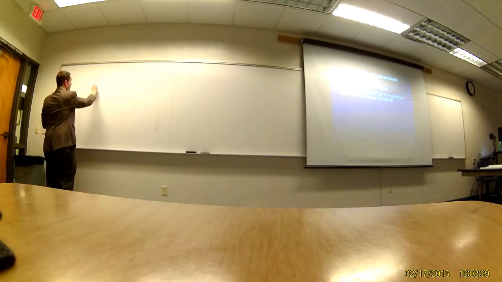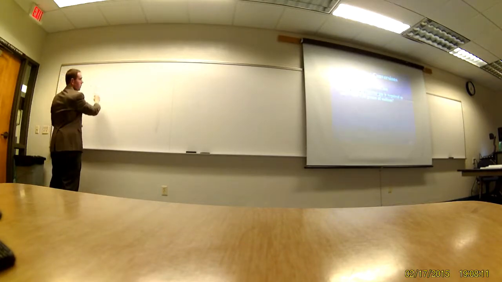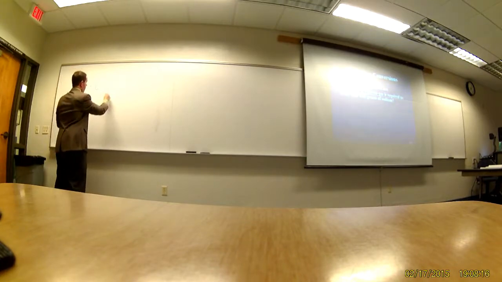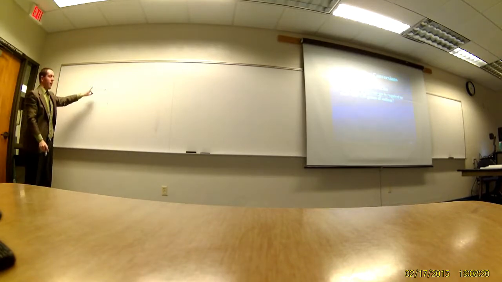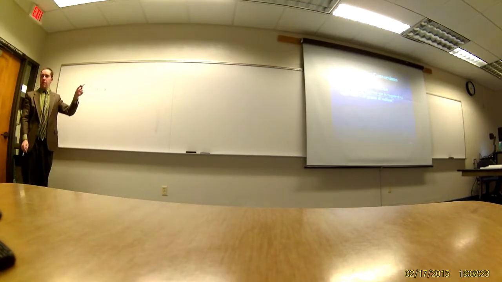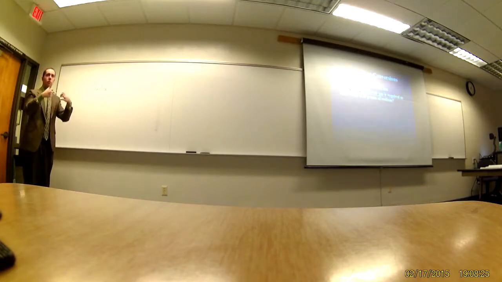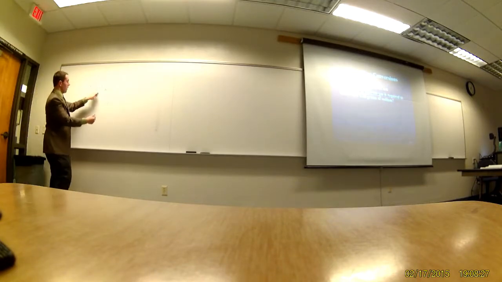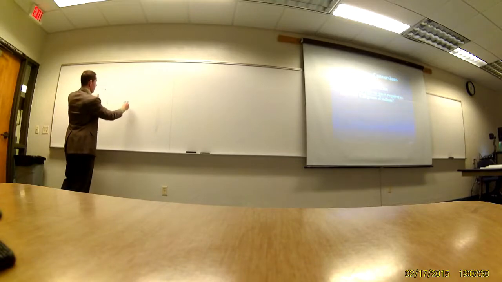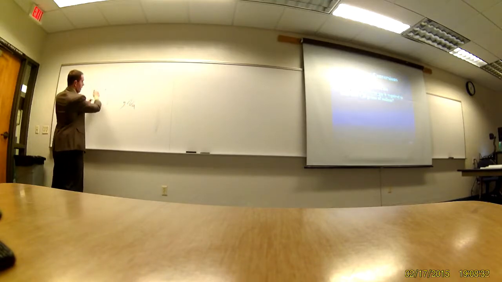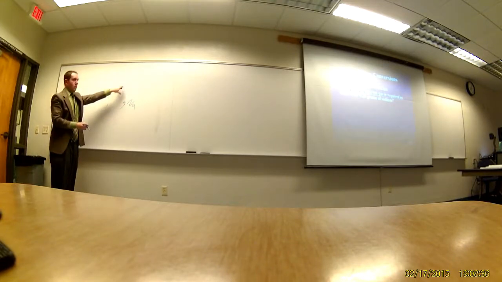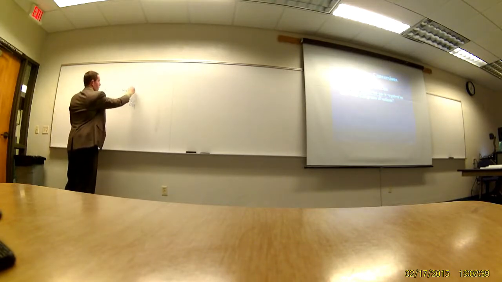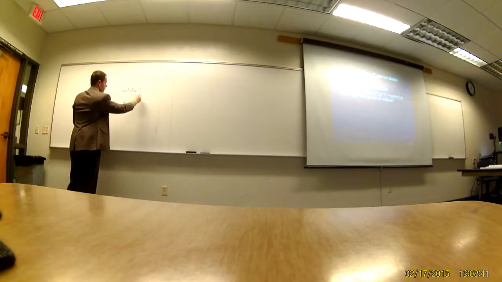So 9.20 grams of sodium. This is my grams of A. After grams of A, we go to moles of A. I have to convert this to moles of sodium. I cancel my units. Grams become what? Moles. Moles of sodium.